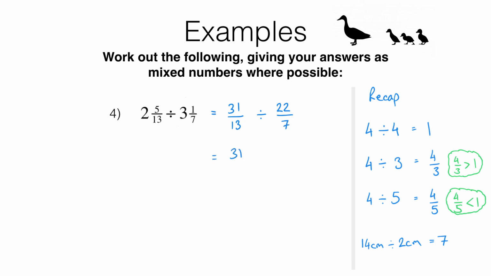That means I've got 31/13 multiplied by 7/22. Now, there is no simplifying I can do here straight away, so I'm just going to have to multiply the numerators across and multiply the denominators. 31 times 7 is 217, and 13 times 22 gives me 286. Now, as we said at the beginning, this is less than 1 whole, and therefore we can't write it as a mixed number, and we'll just leave it as it is.